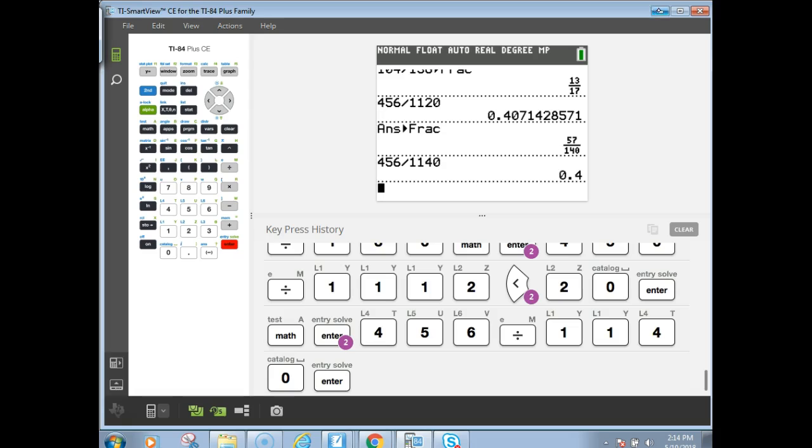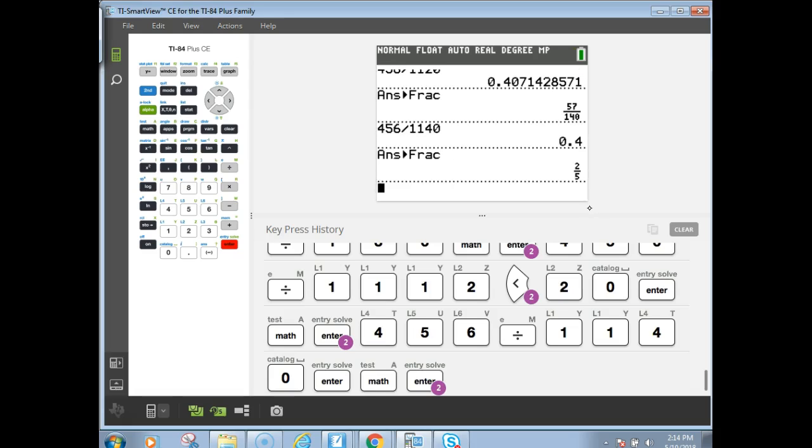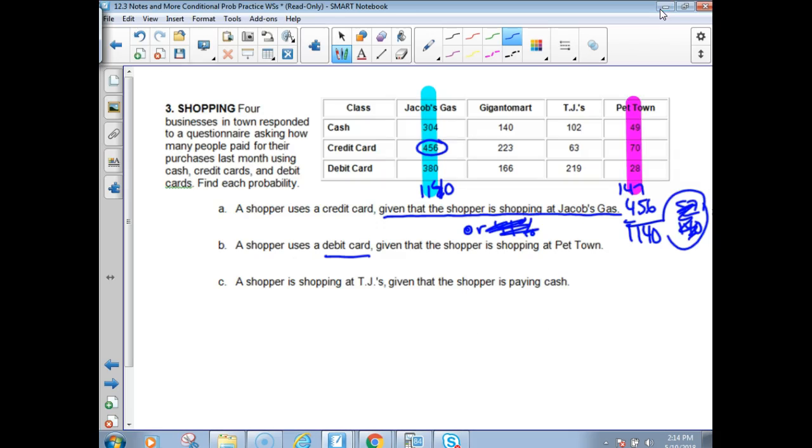And that would have been 40% instead, or reduced. You guys just told me it was 2/5. Yep. And 40%. 2/5 or 40% if you were talking about percentages. Okay, now back to where we were, Pet Town.